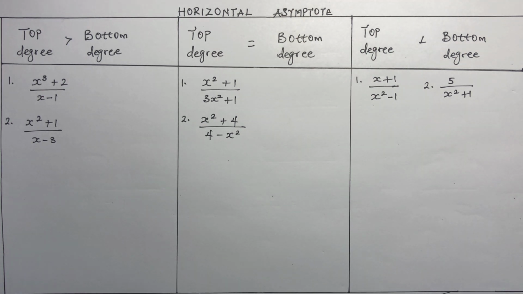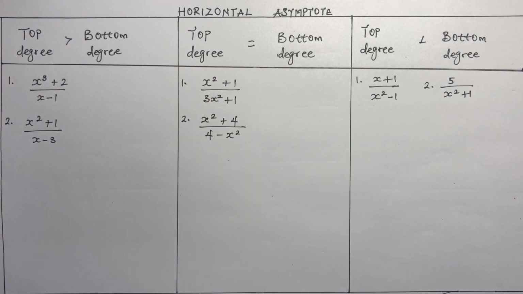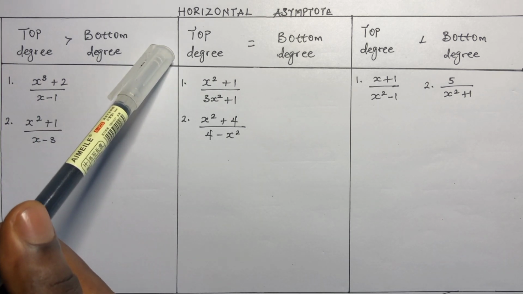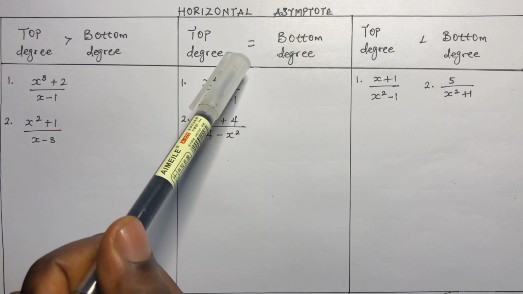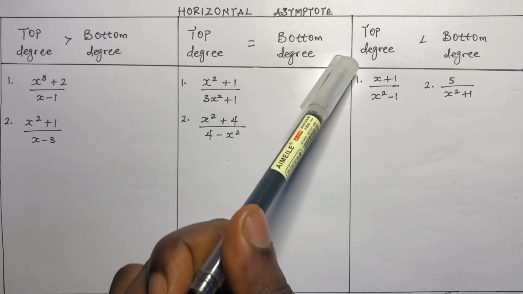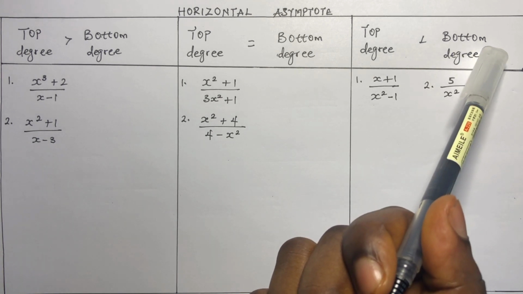Basically, we are going to look into three conditions that we need to follow when looking for horizontal asymptotes of rational functions. For the first condition, we have when the top degree is greater than the bottom degree. For the second condition, the top degree will be equal to the bottom degree. And for the last condition, we have when the top degree is less than the bottom degree.